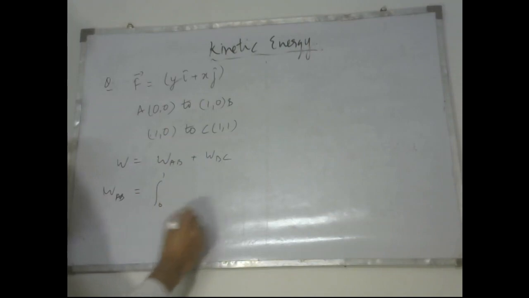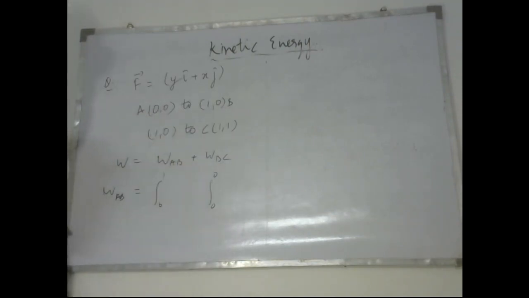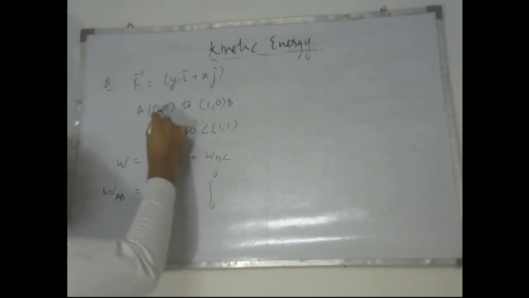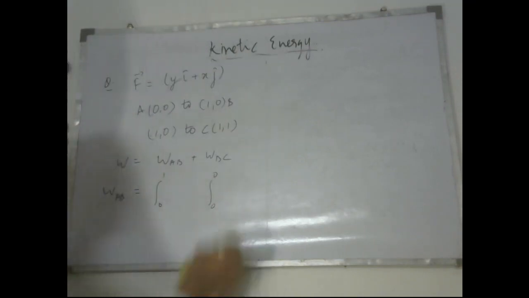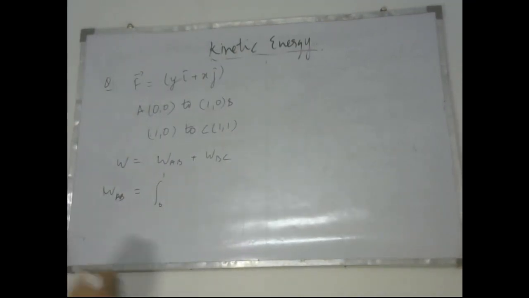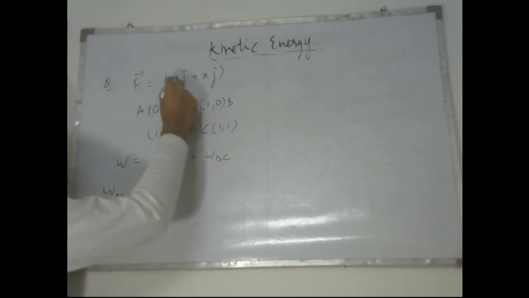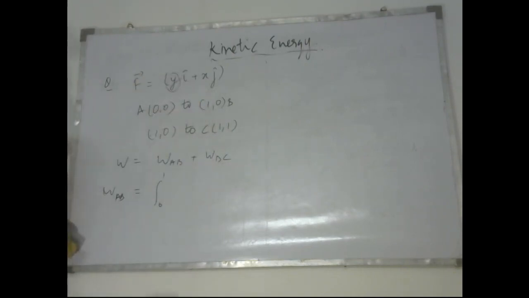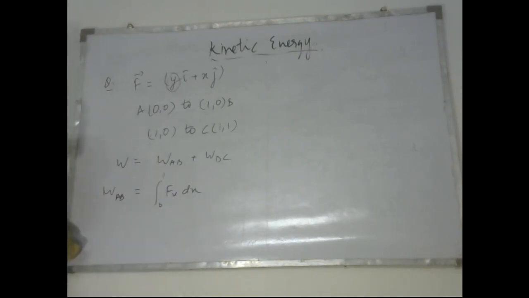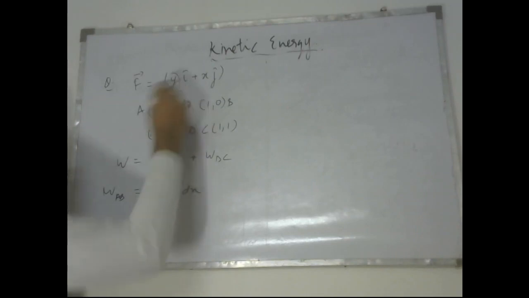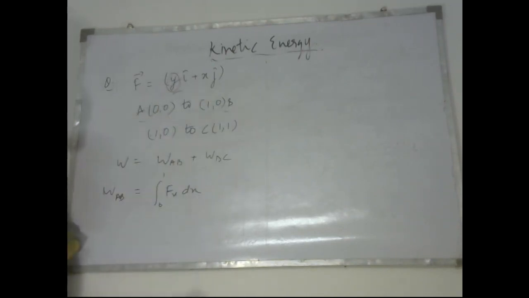and 0 to 0 for y. So since the limits are not changing in direction of y, that integral won't matter. So we can remove that integral. So when the value of x is changing from 0 to 1, we would have to write fx dx, right? Value of x is changing from 0 to 1. The value of fx is y. And what is the value of y when the particle is going from A to B?